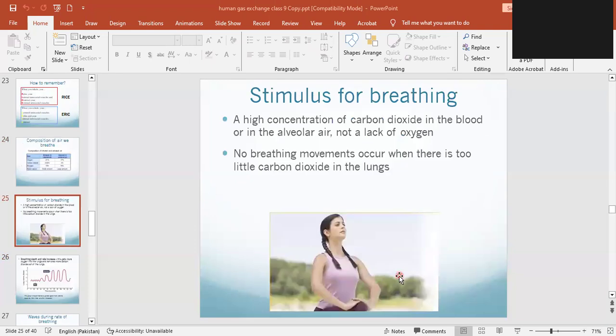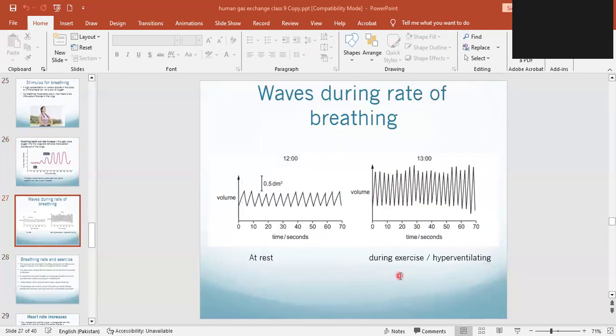And this is the waves. If we want to count how many breaths the person has taken, we count the waves. If the waves are normal, you can see there are smaller waves, it means the person is at rest. But if the waves are longer and the distance between the two waves is reduced, it means the person is hyperventilating or exercising.